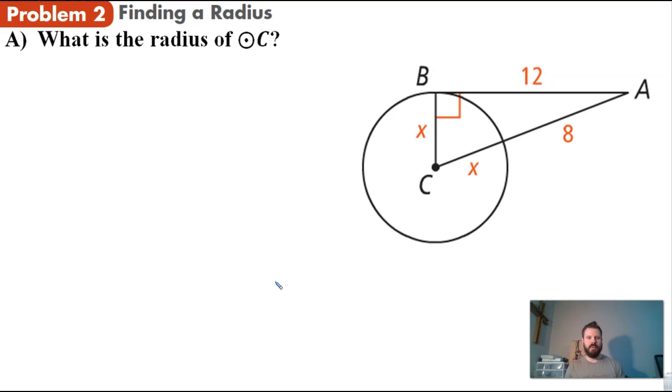All right, moving on to problem 2. What else can we do with this tangent theorem? Well, we can find radiuses of circles. So here in part A, what's the radius of circle C? With this one, notice we want to figure out what the radius x is here, and we didn't actually make any measurements within the circle. We just have a tangent to the circle, and we have another measurement meeting up to the circle.